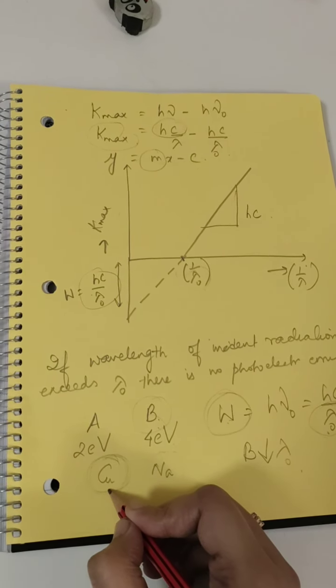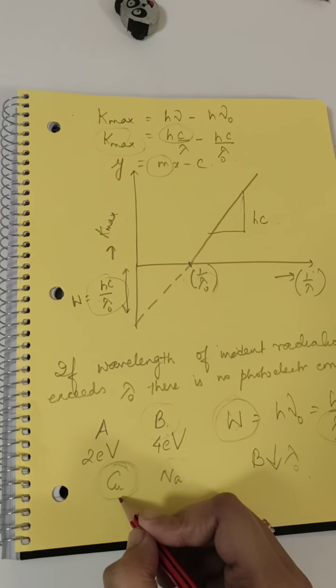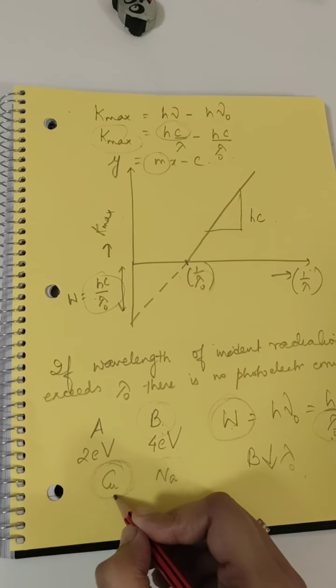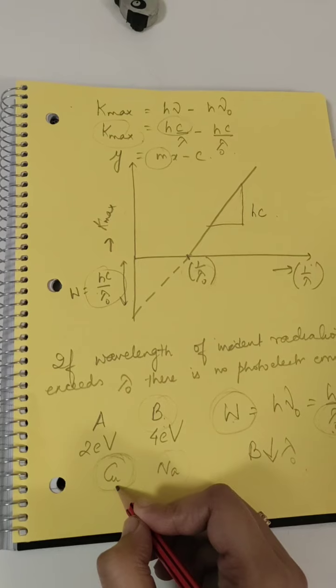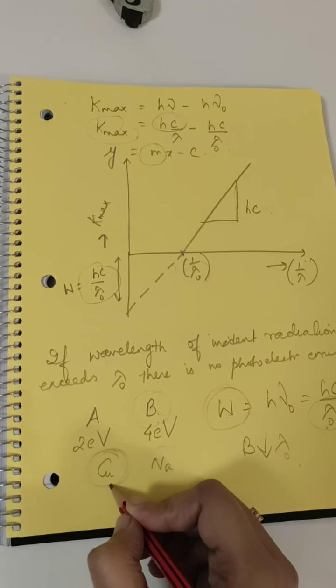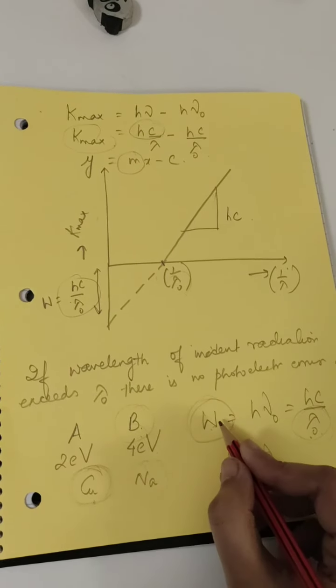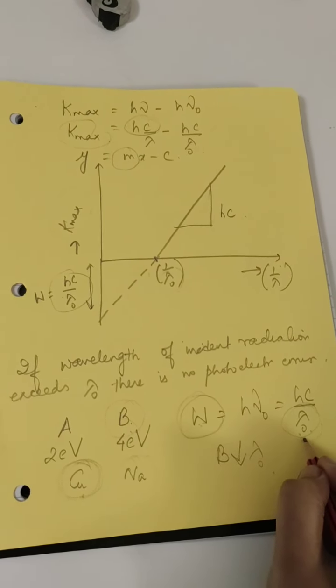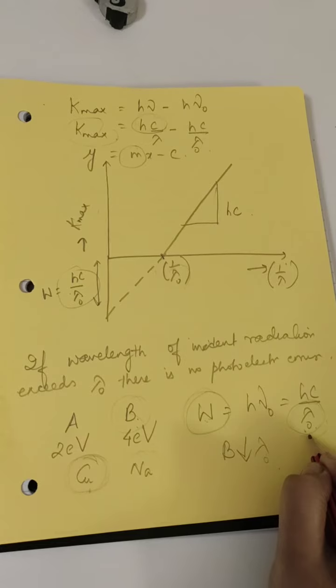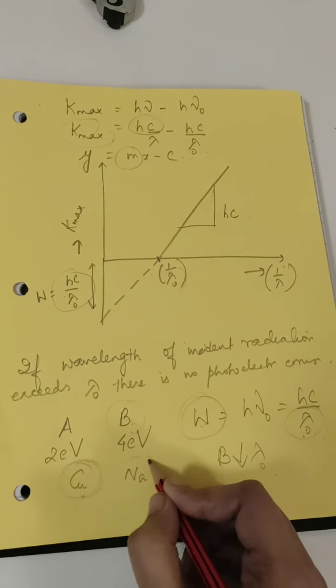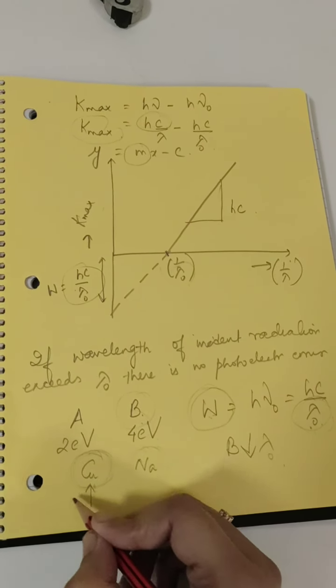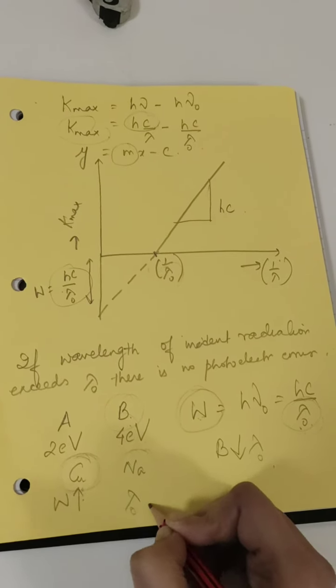More energy is required to eject electrons from the surface of the copper metal. So copper has a higher work function. If copper has a higher work function, it will have lower threshold wavelength, because work function is inversely proportional to threshold wavelength. So copper has higher work function and sodium has higher threshold wavelength.